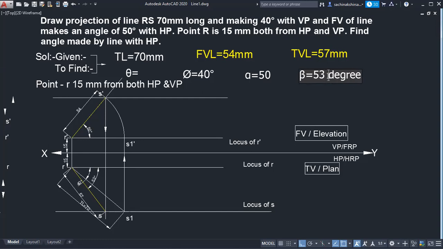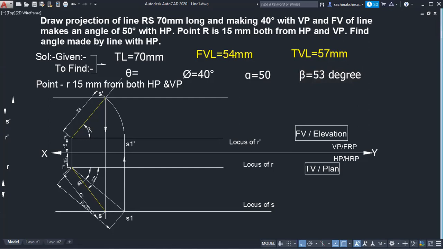So here notation is not possible to do. That's why I'm writing 53. What remained? Actually, our problem is over here. Once we have drawn its front view and top view, it is over. But still, if something is asked, for that purpose we can draw. So theta is asked. How to draw or measure theta?